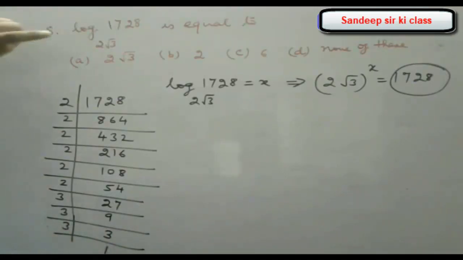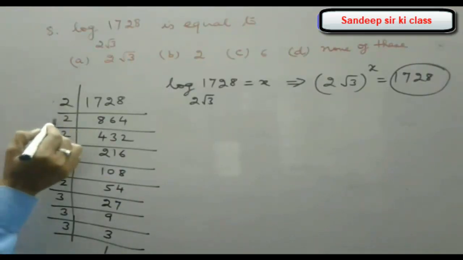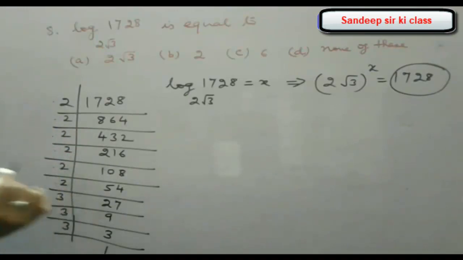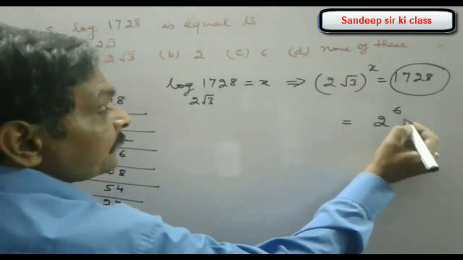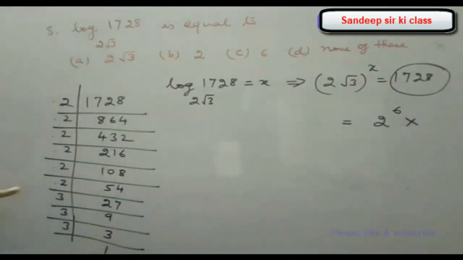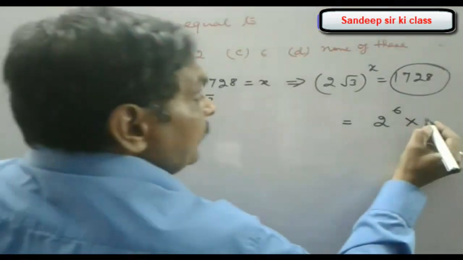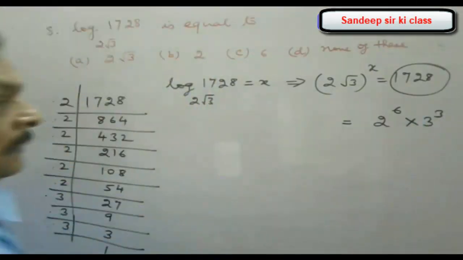So 1728 can be written as 2 raised to the power 1, 2, 3, 4, 5, 6, that is 2 raised to the power 6, into 3 raised to the power 1, 2, 3, that is 3 raised to the power 3.